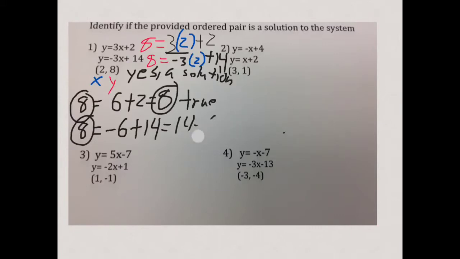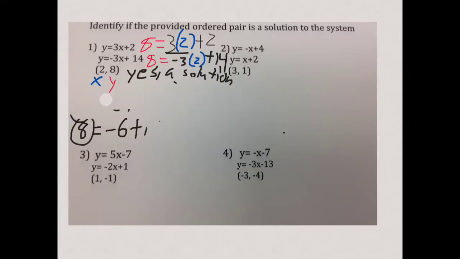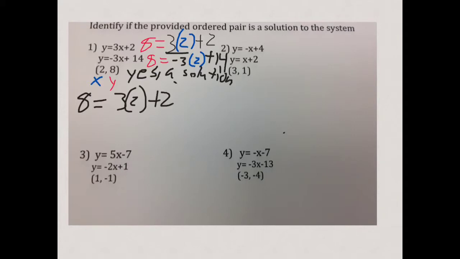What you're going to do with all these problems and also during your quiz is take the ordered pair, plug it in, and solve. That'll tell you if it's true or false. The way you find out is, does y, in this one 8, equal 3 times whatever x is, 2, plus 2? Well, 3 times 2 is 6, plus 2 is 8. So I end up with 8 on both sides. That's one way to make it easier to track and figure out if they are the same.